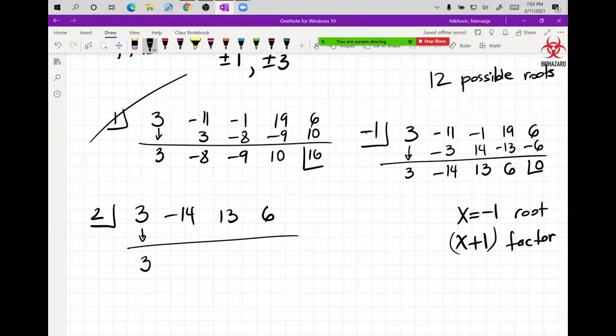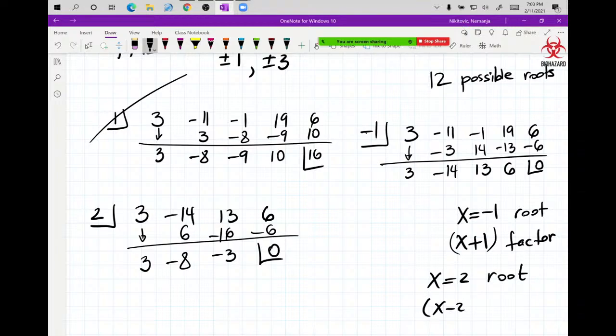Drop down. 2 times 3 is 6. That gives me negative 8. Gives me negative 16. Then that's negative 3. That's negative 6. Oh. X equals 2 is the root, and x minus 2 is the factor.